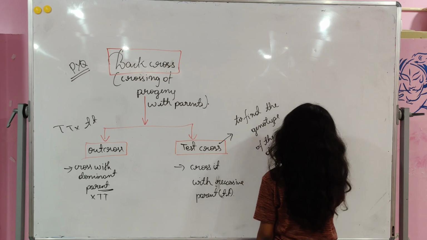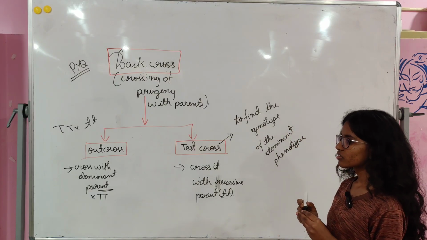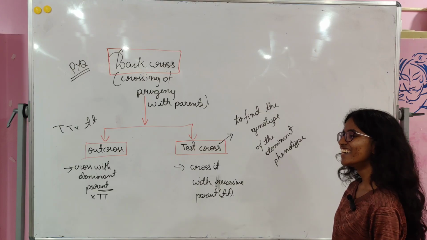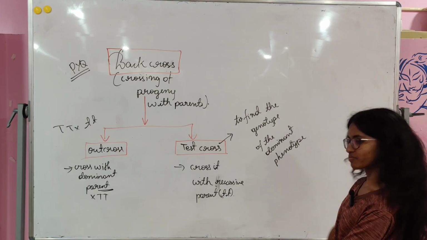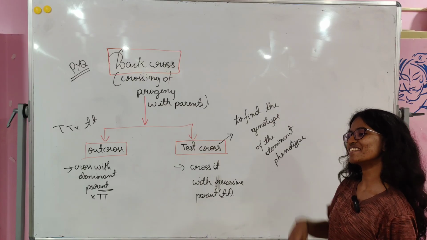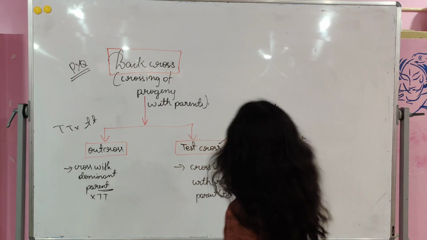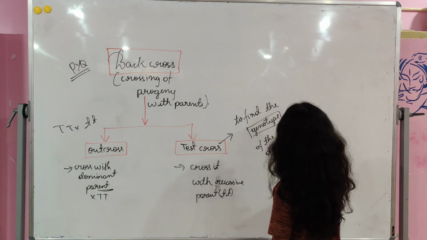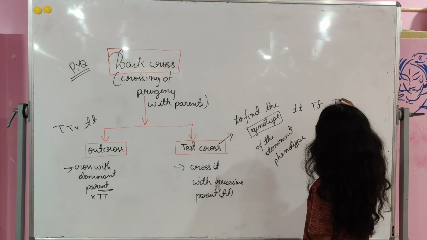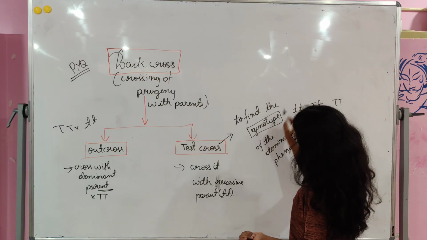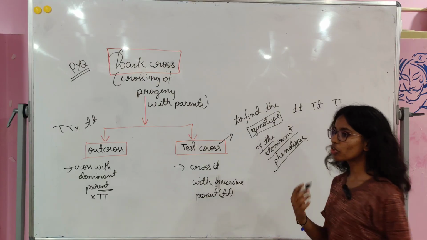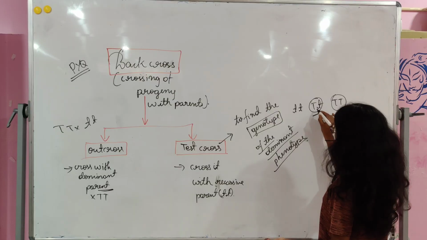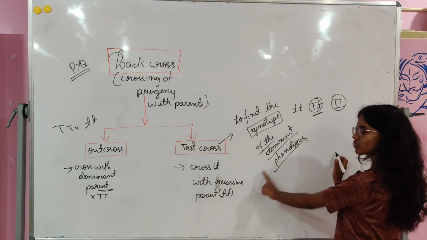What do you understand by this? Phenotype is a resultant of genotype, so how does it even matter? See, it is to find the genotype. Genotype is something which we represent like this, TT. So, to find the genotype of the dominant phenotype. The dominant phenotype is strong, obviously, and this is dominant right now. So, to find out if it is TT or Tt, we do this process.